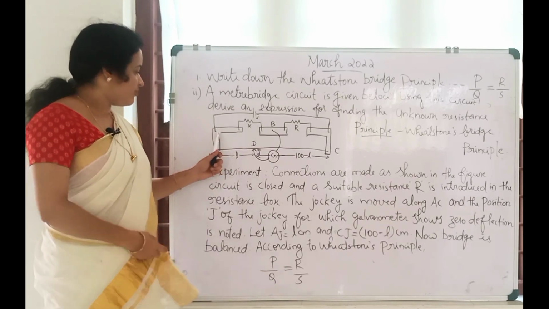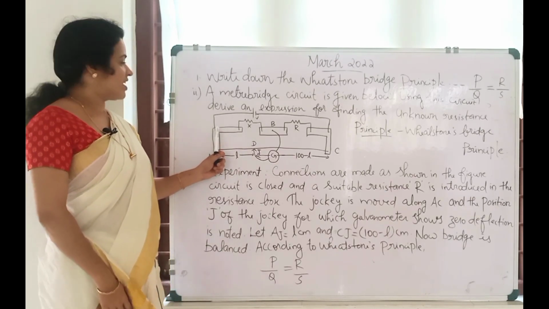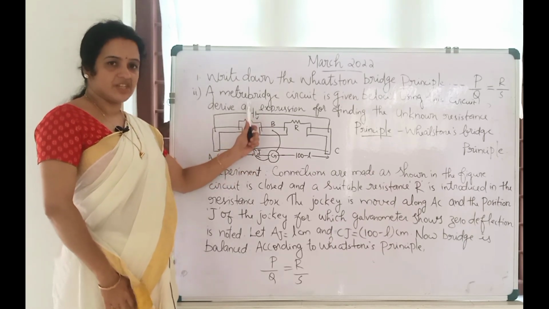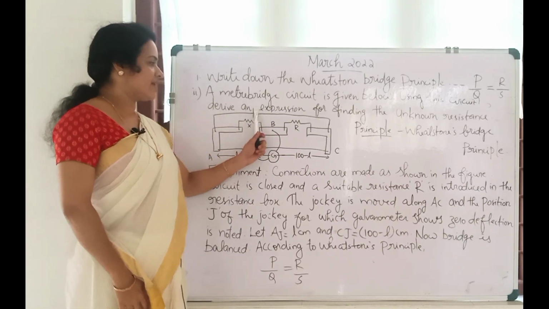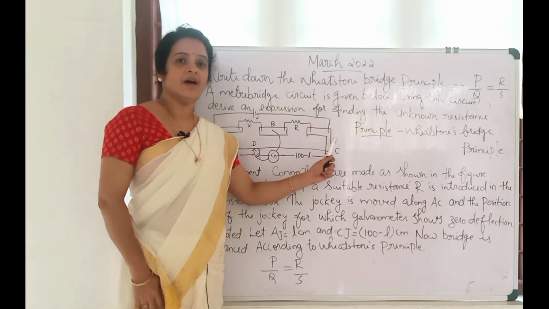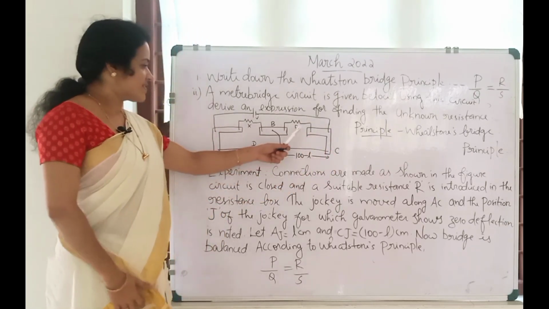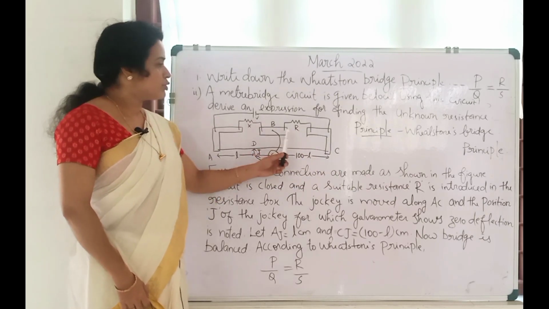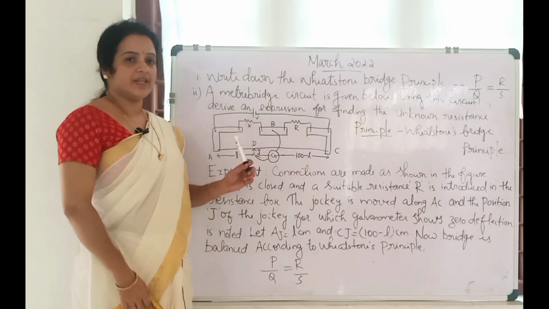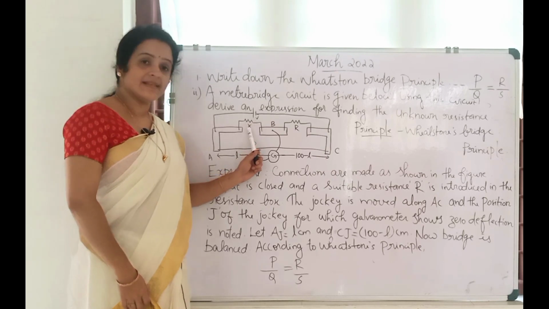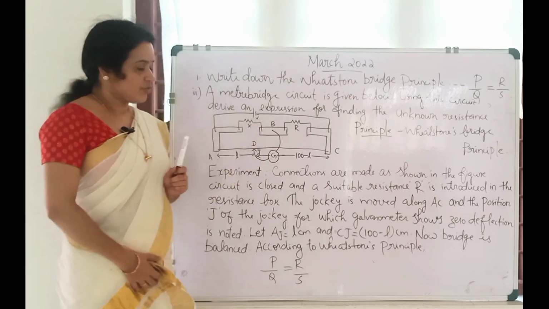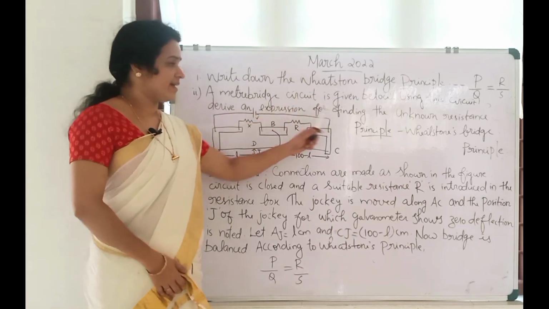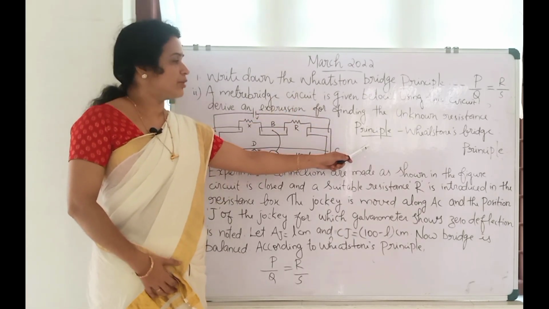And from one side of the meter bridge we can see a connection, that is the cell is connected: the positive of the cell is connected to one end and the negative of the cell is connected to the other end. Now our circuit is over. Now we have to derive the expression for finding this X, the unknown resistance. So this is the question and the answer you have to write.